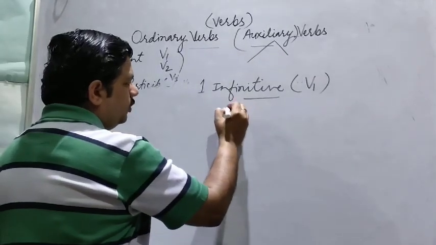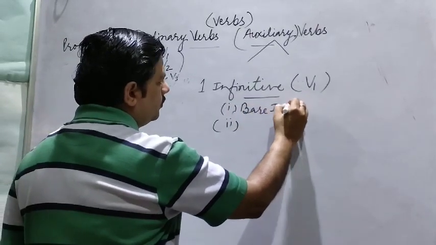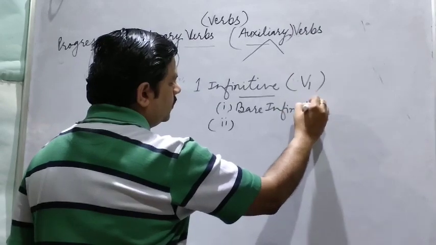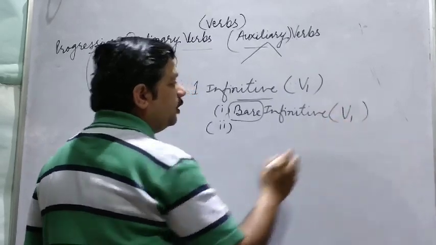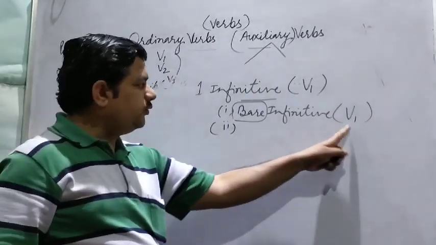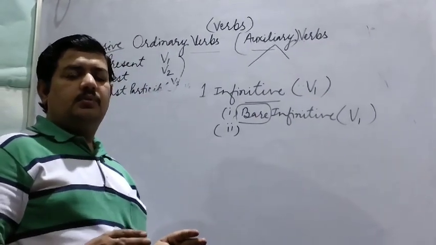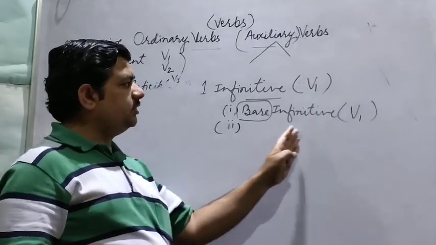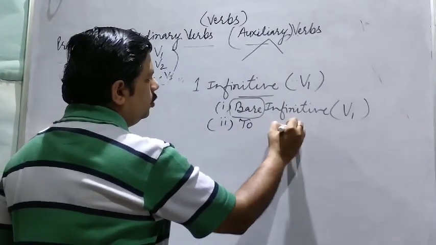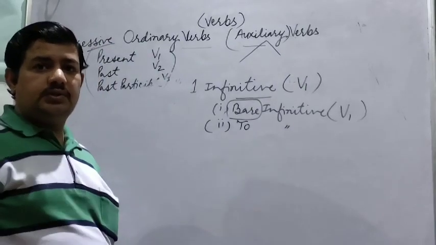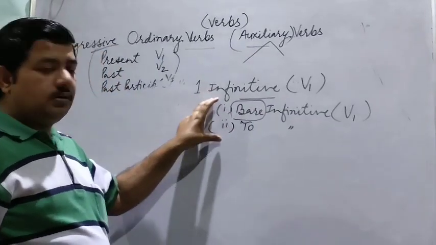Infinitive is further divided into two parts. Bare infinitive. Bare means without. So when we use the first form without to, that is known as bare infinitive. You will be told in detail what the rules are and under which circumstances we use the first form without to. Next is to-infinitive, meaning the situations and conditions where we use to with the first form. So it's a complete chapter.